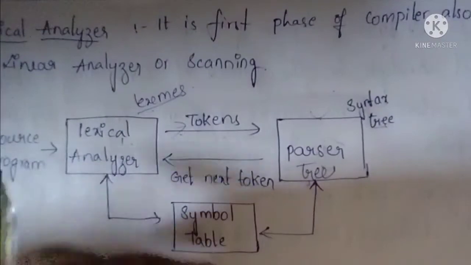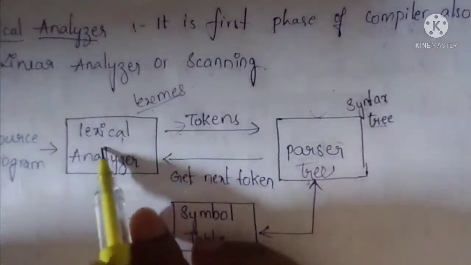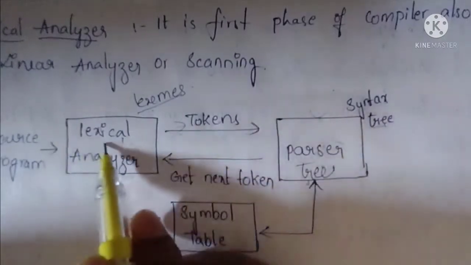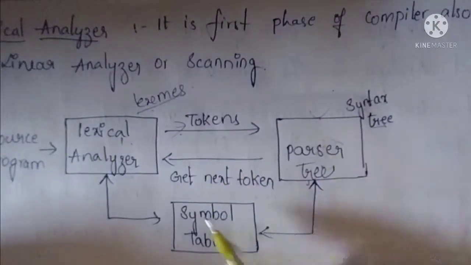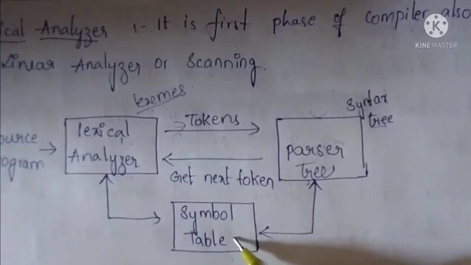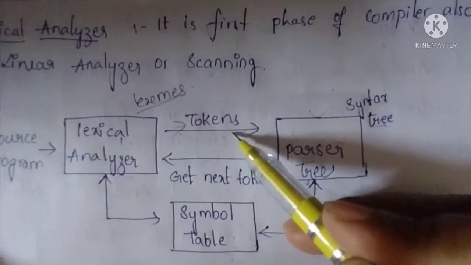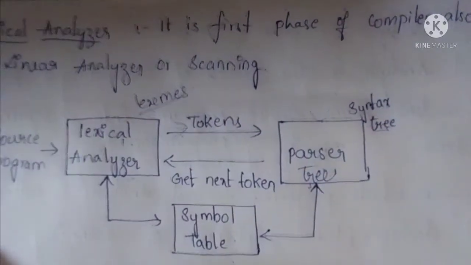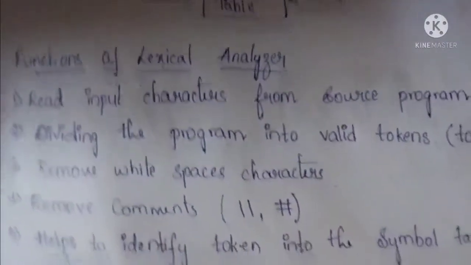What is meant by the symbol table here? Whatever tokens we move from the lexical analyzer to the parser, those are stored in the symbol table. The symbol table is a data structure. It can store all the values of the parsed tokens. Next we will see the functions of the lexical analyzer.